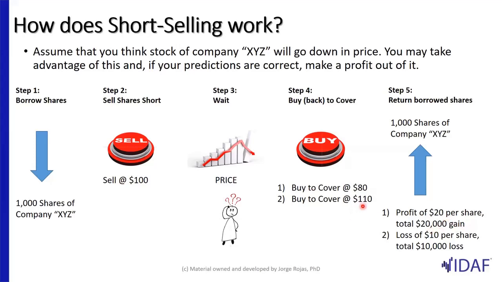However, if you were wrong and the price went up instead of down, you sold at 100, but you have to give the shares back. So you buy them at 110. That's the market price at some point in time. And in this case, you have a loss of 10 per share. So your total loss in this case would be $10,000.